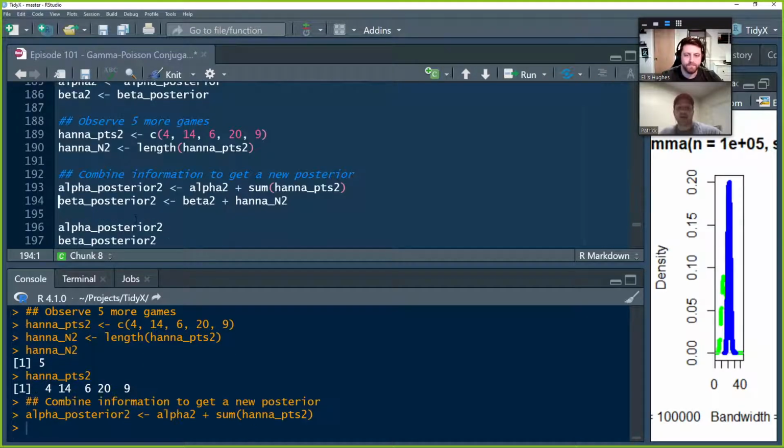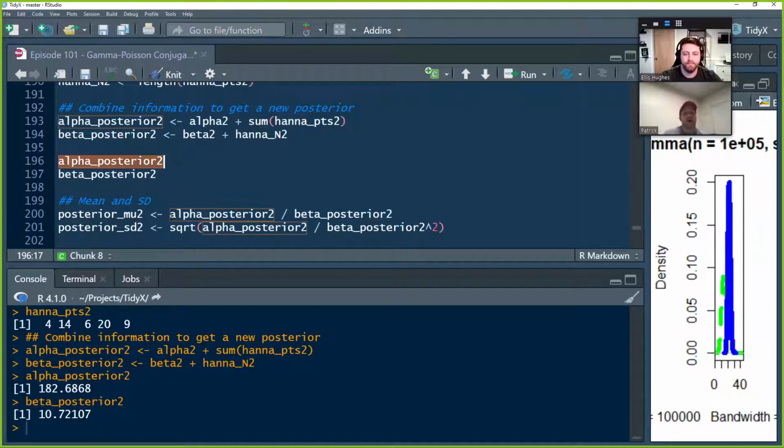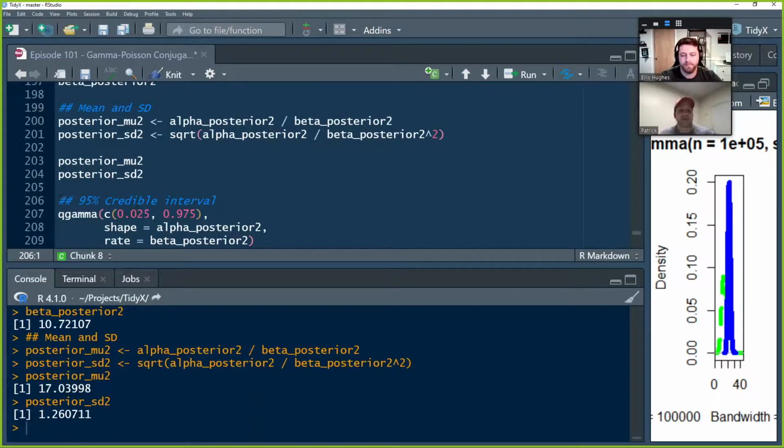And we're back to updating our posterior now. So we do the same thing. We sum up all of her games in those 5. We add it to the alpha plus beta. We get new posterior alpha and beta parameters, and that gives us a new mean and standard deviation.